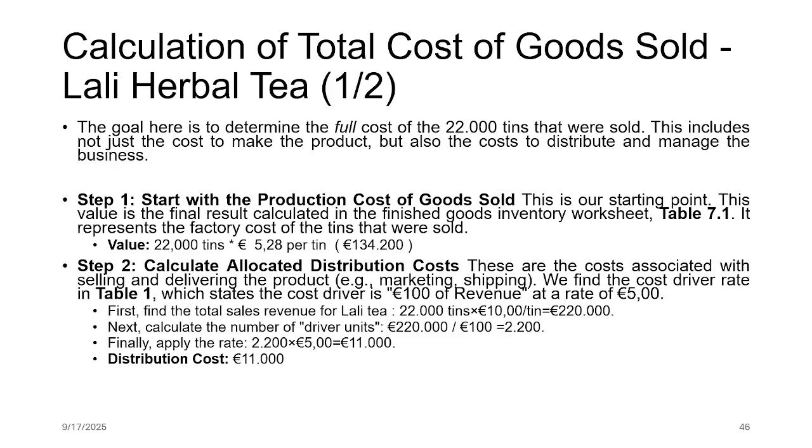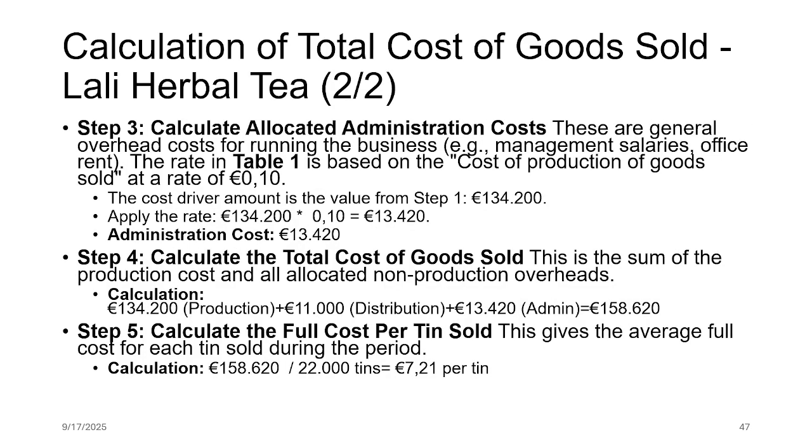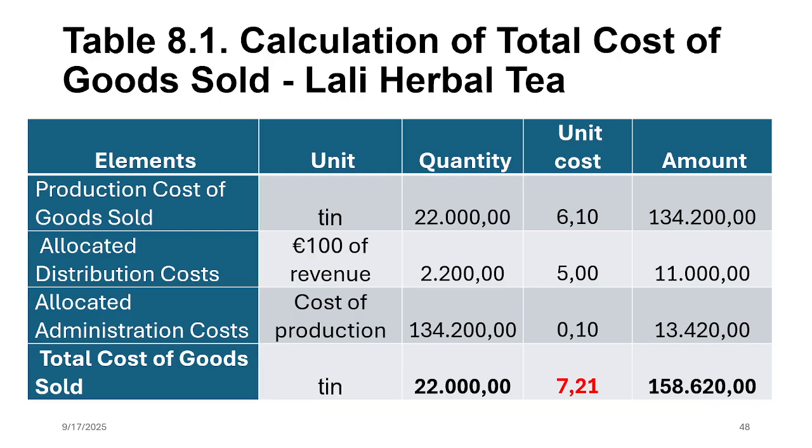The first step, we start with the production cost of goods sold. The second step, we calculate the allocated distribution cost. The third step, we calculate the allocated administration cost. The fourth step, we calculate the total cost of goods sold, and finally calculate the full cost per tin sold. So you can see here is our full table of calculation of total cost of goods sold for Lally Herbal Tea.